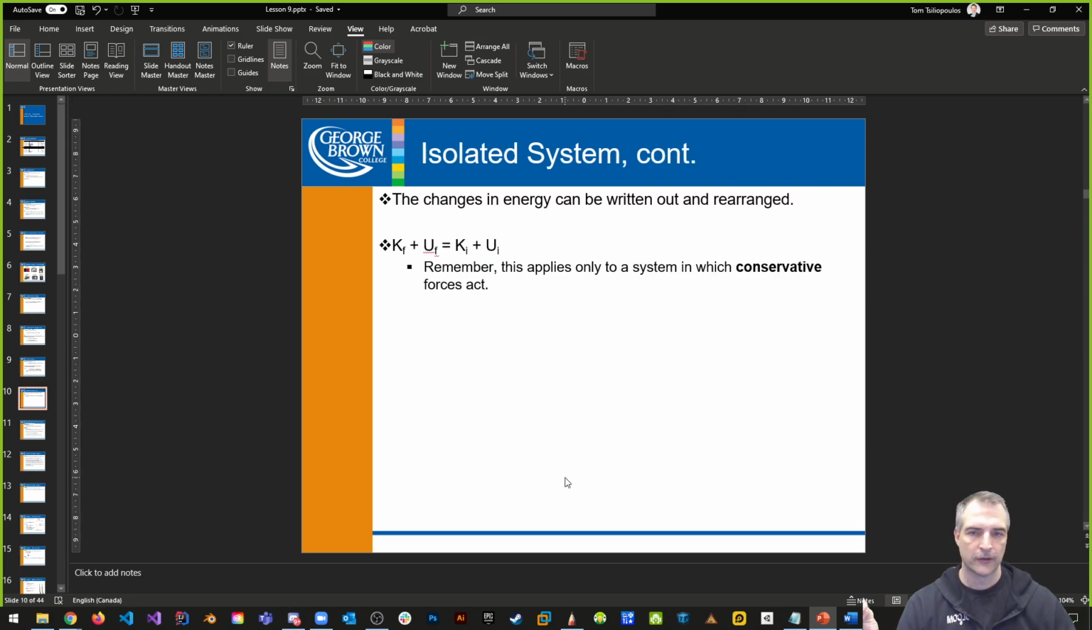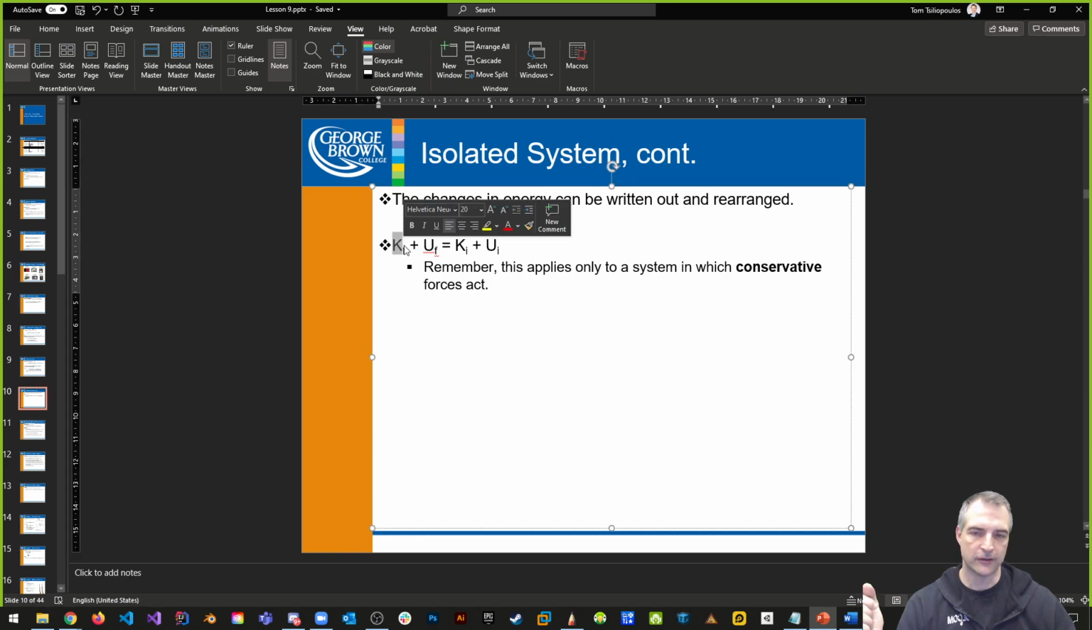All right. So when we have an isolated system, it looks like this. Kinetic energy final plus potential energy final is equal to kinetic energy initial plus potential energy initial. All that happens is the energy stays the same, right? It's an isolated system. And this is different than what we saw before in a non-isolated system, where we can transfer energy across the system boundary with work. Right? And that's the other thing that's missing here.